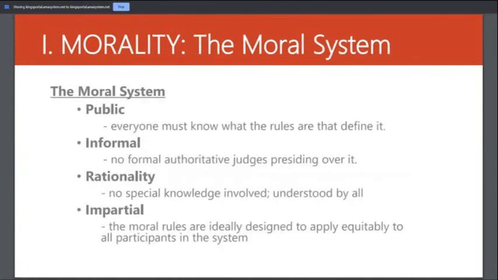And we also have the moral system, which is public, informal, rational, and impartial. Everyone must know what the rules are that define it when we talk about a public moral system. Informal: no formal authoritative judges presiding over it. Rationality: no special knowledge involved, understood by all. So even a child will be able to understand that. Impartial: the moral rules are ideally designed to apply equitably to all participants in the system. So basically, for equality, you have to do this.